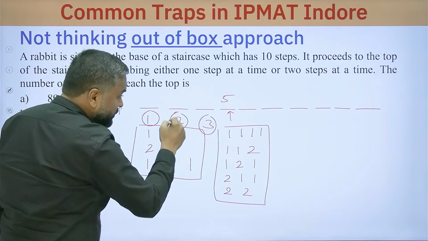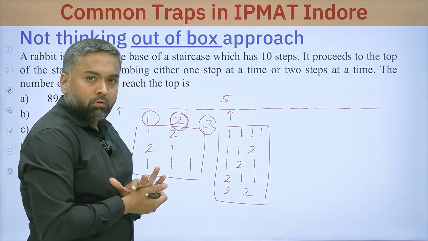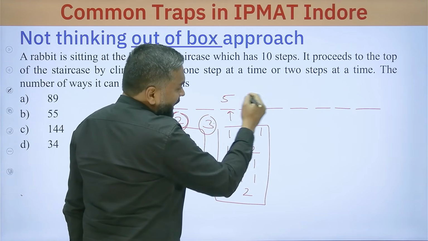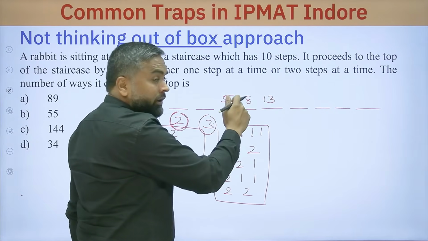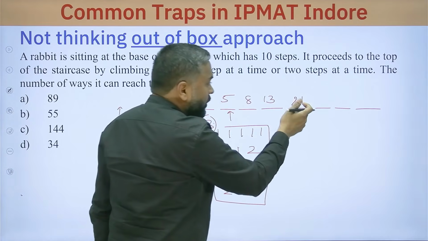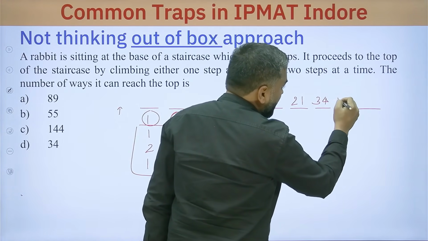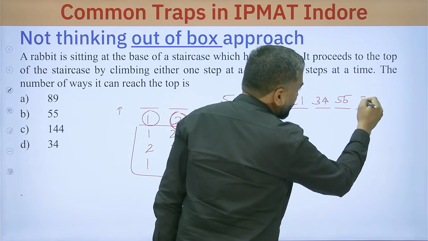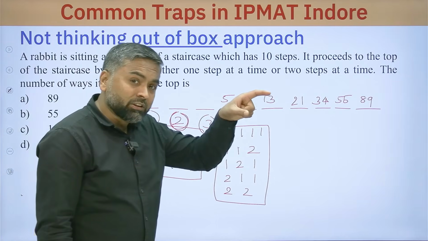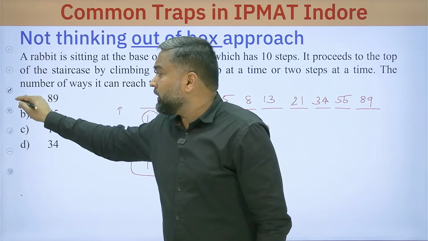Now if someone realizes that 3 is nothing but 2 plus 1, and 5 is nothing but 3 plus 2, they should be able to find all the ways. So 3 plus 5 is 8, 8 plus 5 is 13, 13 plus 8 is 21, 21 plus 13 is 34, this gives me 55 and then it gives me 89. So if a rabbit has to reach the 10th step, it can be done in a total of 89 ways.